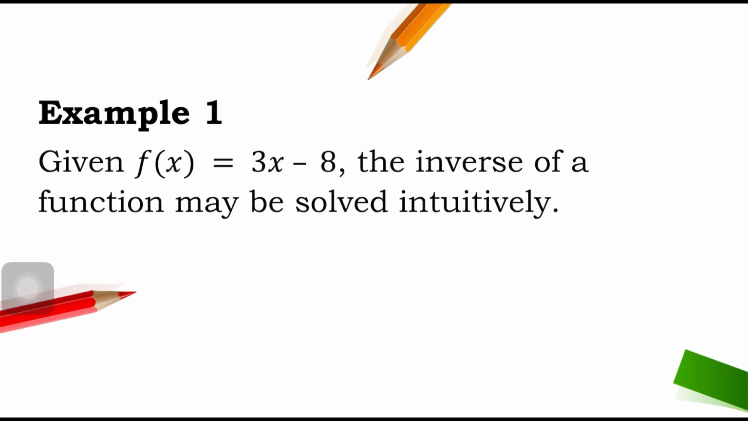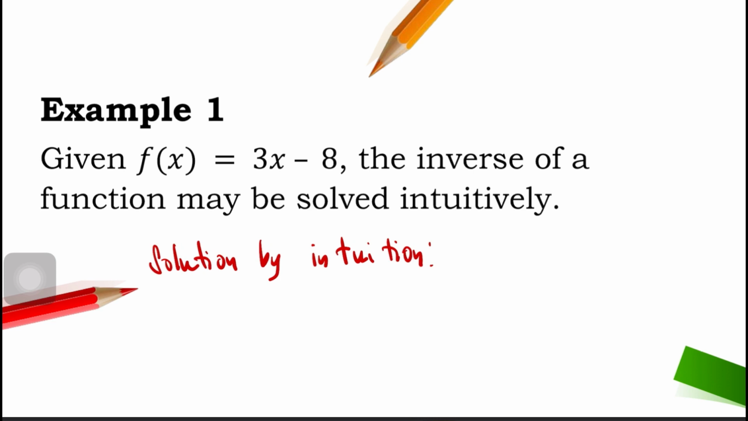Example 1. Given the function f of x is equal to 3x minus 8. The inverse of a function may be solved intuitively. Intuitively, the inverse of a function may be known by the principle of undo. That is, by considering the inverses of the operations performed. Now, the inverse of a function may be computed easily.